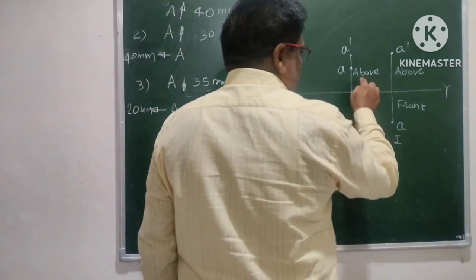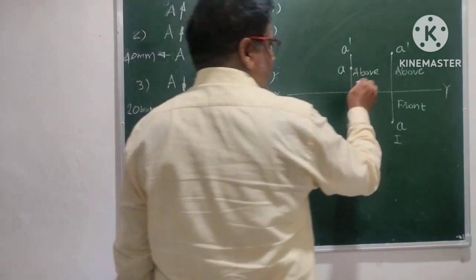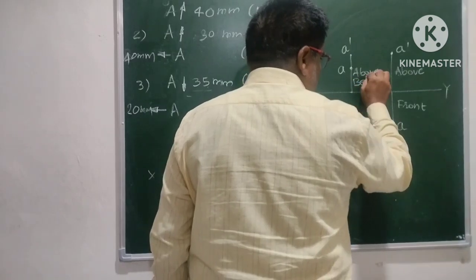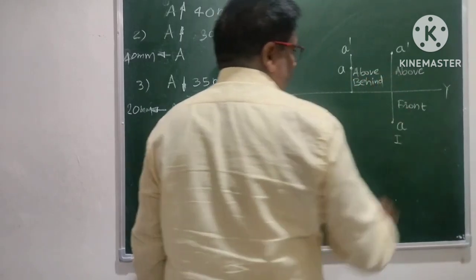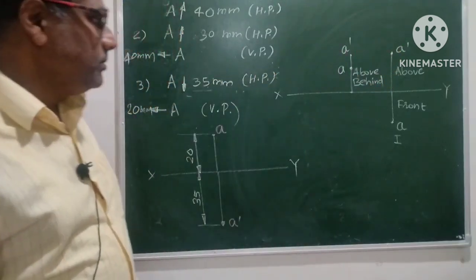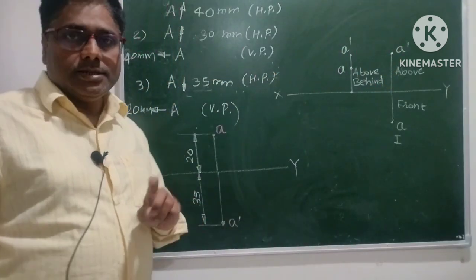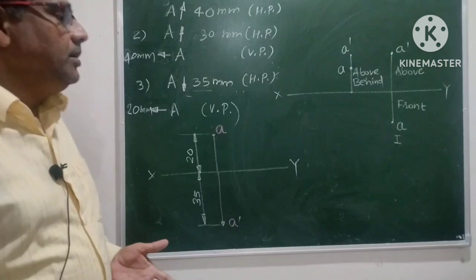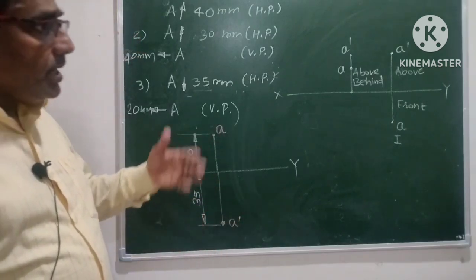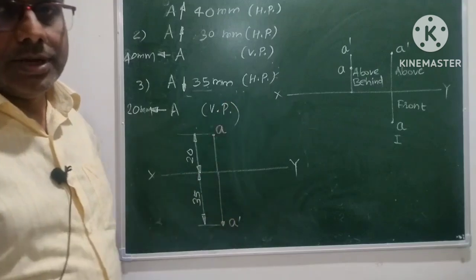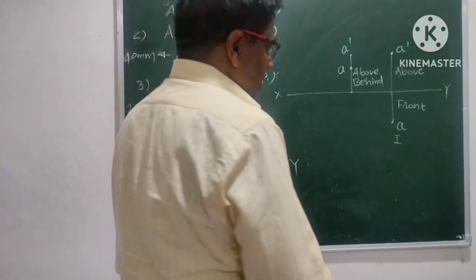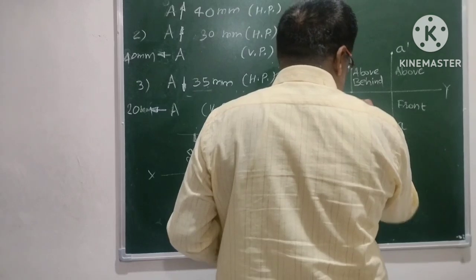See, above and behind, for both these things we have to go up with reference to the XY line. What does it mean? When the point is in second quadrant, front view as well as top view will lie on the same side of XY line, and that too above XY. This is valid for second quadrant.